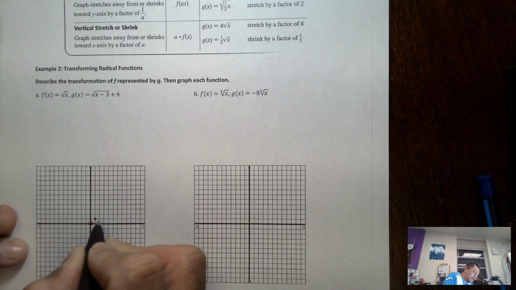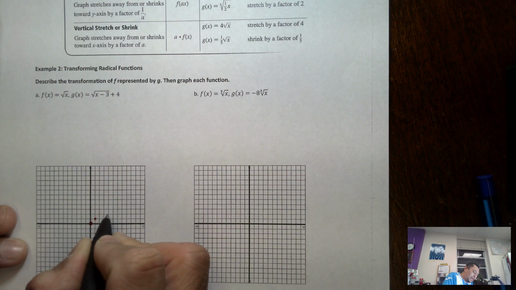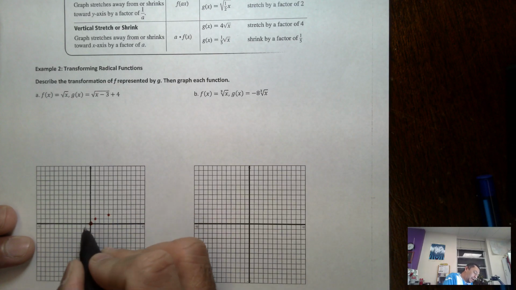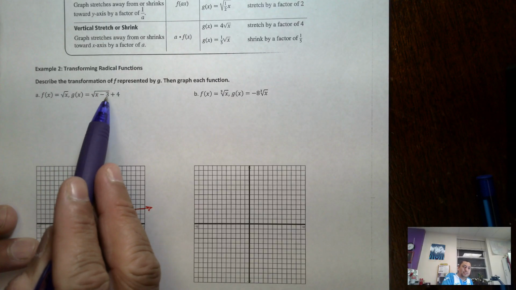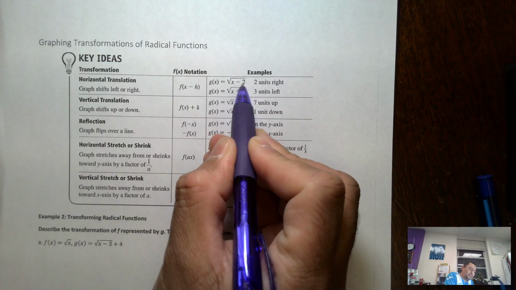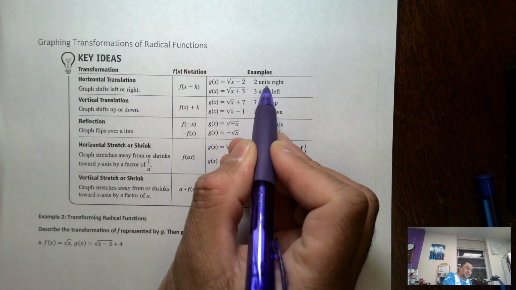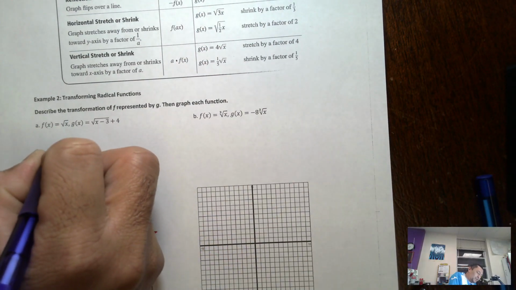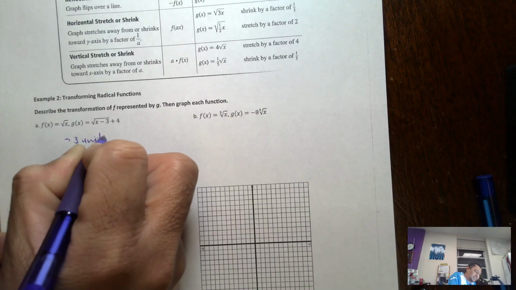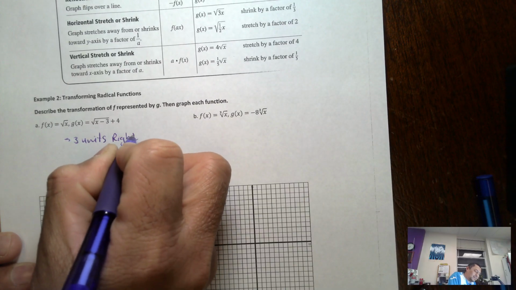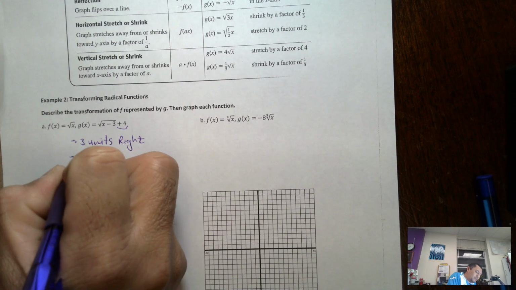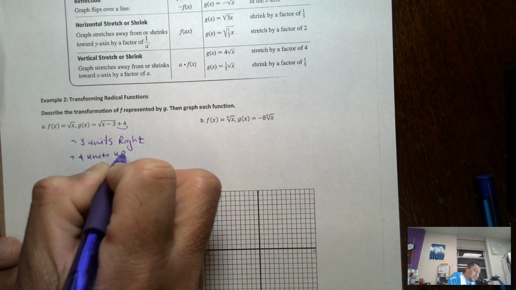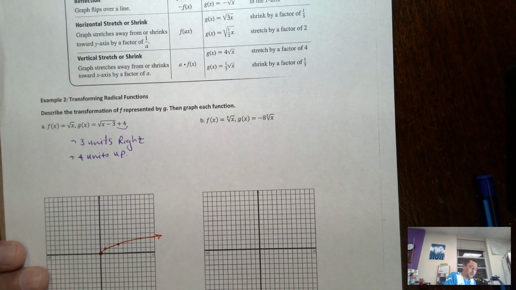This one I can just graph at this point. I know 1, 1, and 4, 2, and we can go on and graph the function this way. This is the parent function. Now, for the transformation, I have x minus 3, so I have 3 units to the right. And then I have a plus 4, so that means it's going 4 units up.